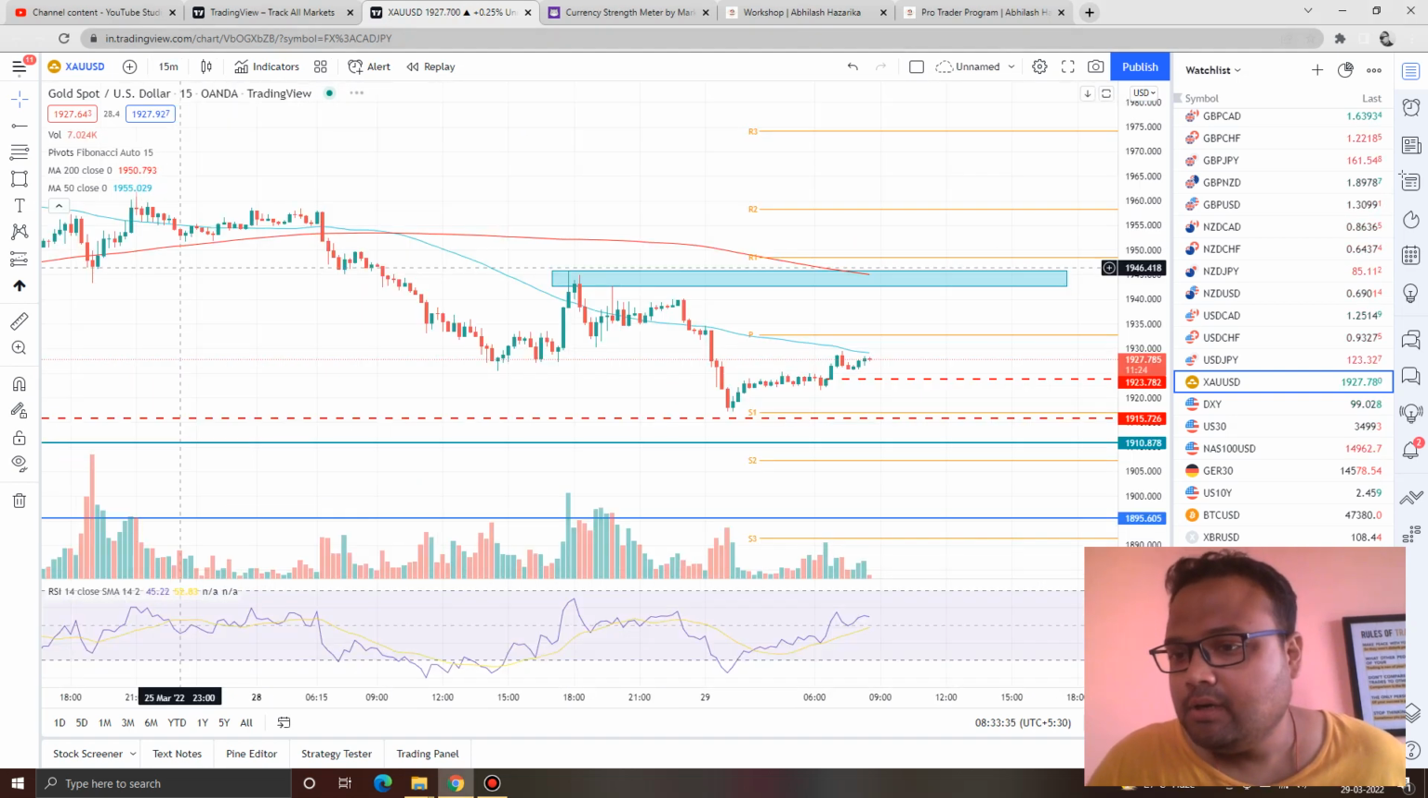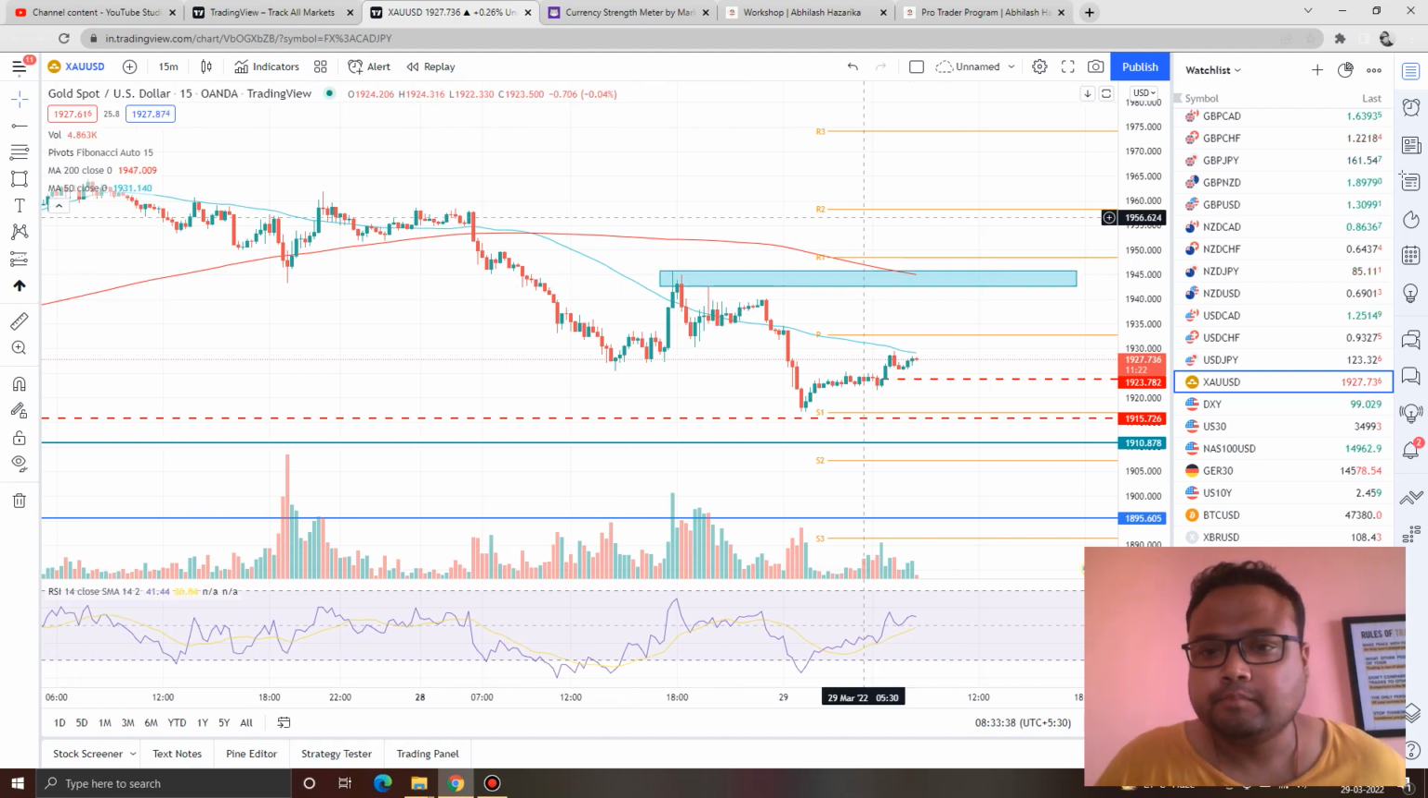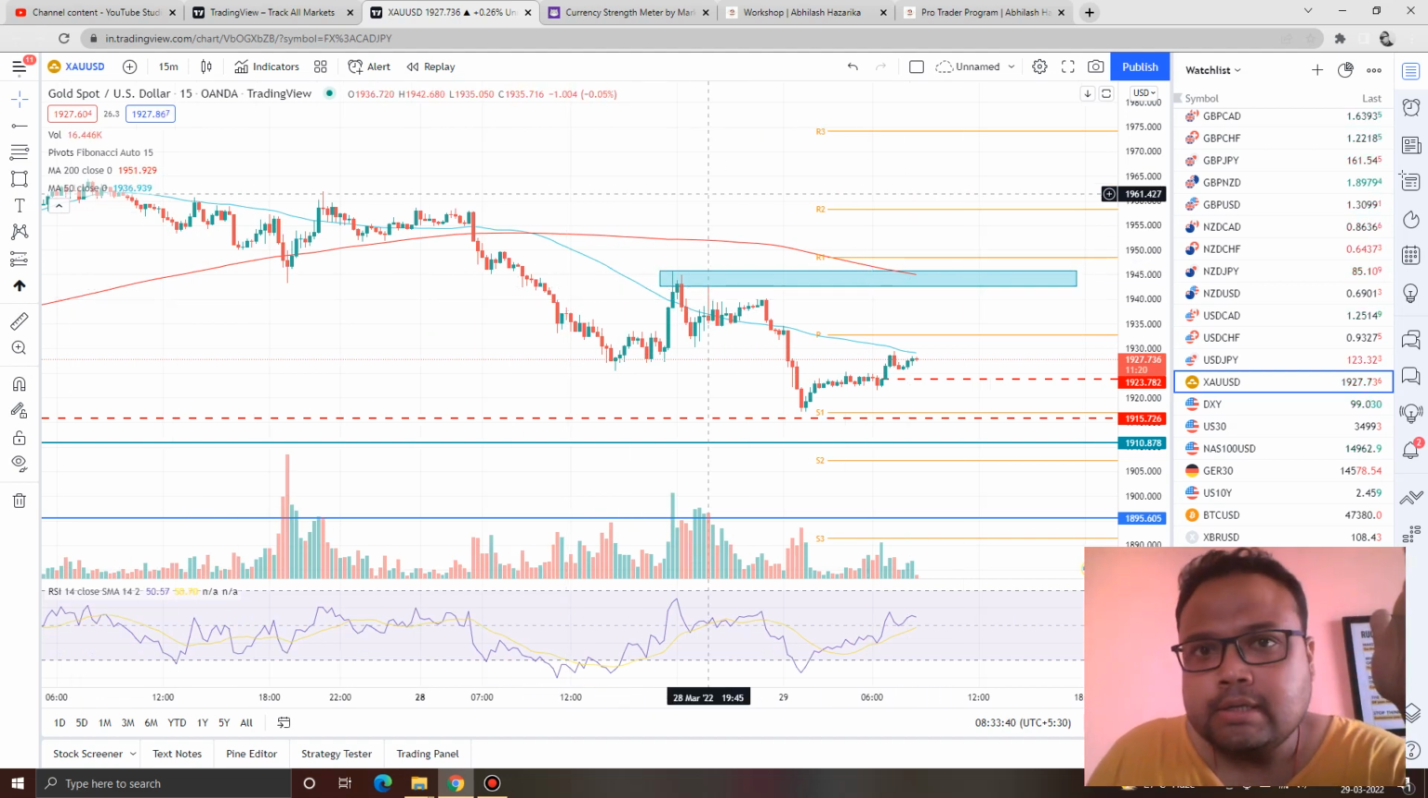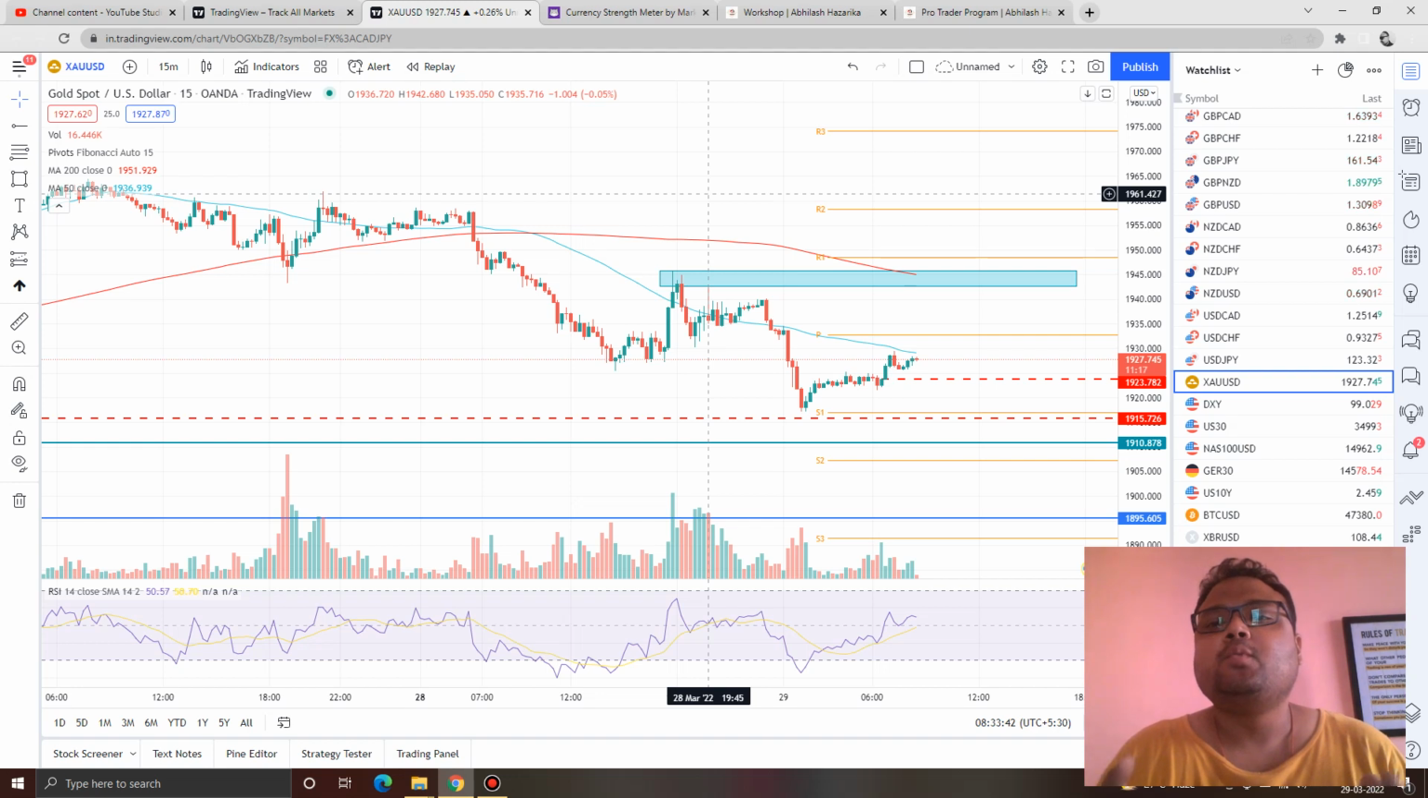So let's look at the 15-minute time frame once. If you trade gold, then you also know very well that we do not have a clear picture on the chart of gold, like the one we were having a couple of days ago.